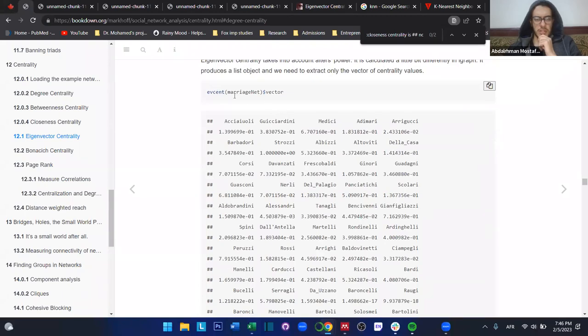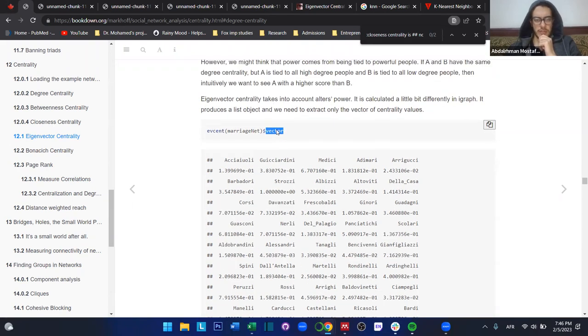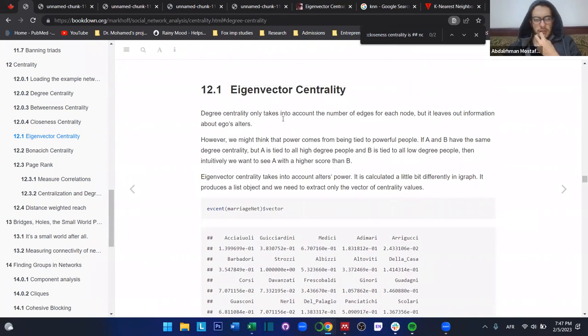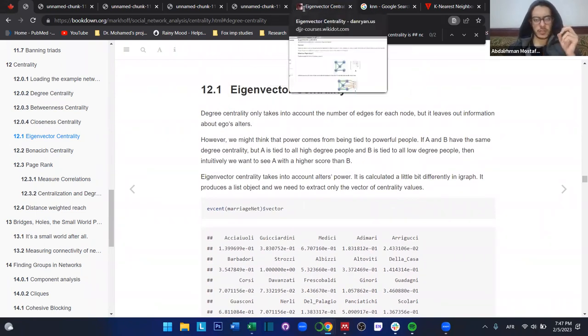And what we do here is that we use the function evcent, and we take out the vector part of it and not the whole list. I hope I've understood that correctly. And following the calculations that were done here and checking out our families of interest, we see that Strozzi and Medici do have quite high values, but they are also crowded by other families, like this one and this one, and this one.